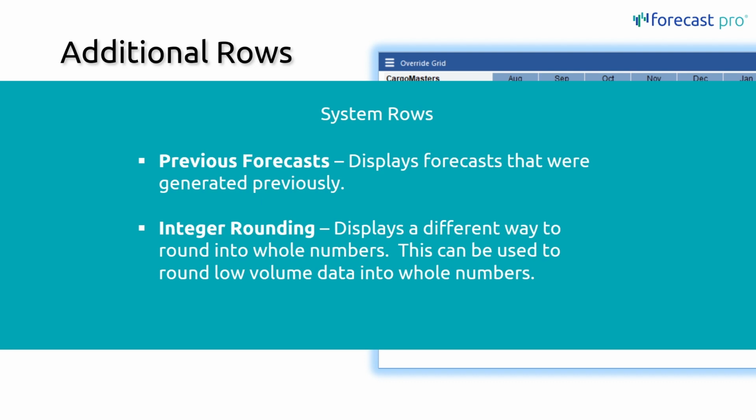The second type of system row is the integer rounding. Now, this is used primarily for extremely low volume data, so sub 1 unit per month forecasts. This is an alternative round, which is very useful for these very low volume data sets, and we'll take a look at one of these later in the session.